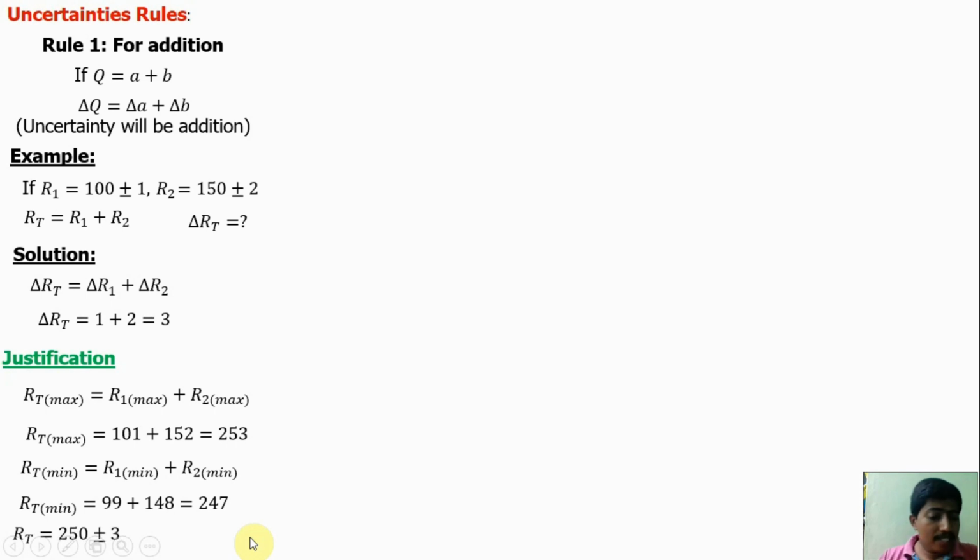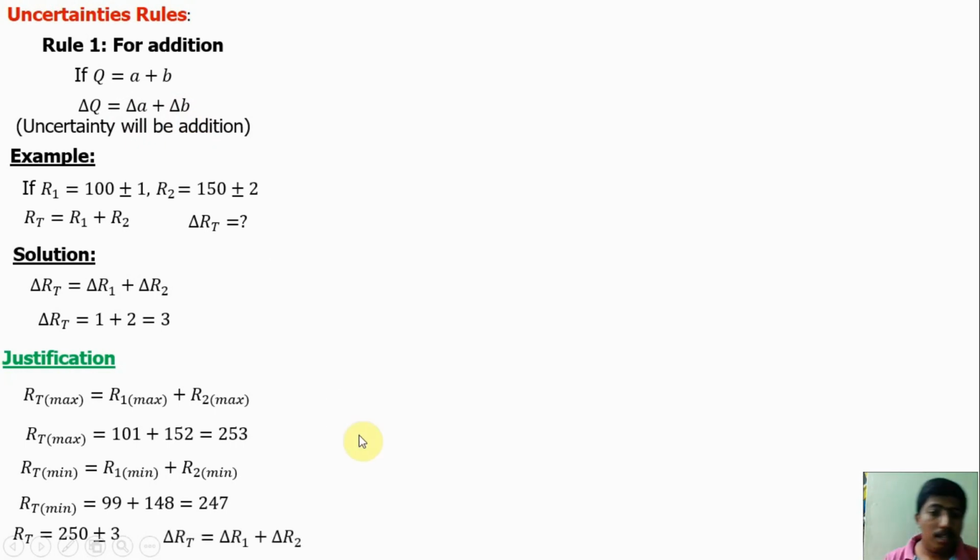So, we can write RT is equal to 250 plus or minus 3. RT will be maximum 250 plus 3. RT will be minimum when 250 minus 3. So, here the answer is 3. If you add the uncertainties of R1 and R2, we will get the uncertainties of RT. So, for addition terms, if we add the uncertainties, we will get the total uncertainties of measurement. This is the rule. For addition terms, we have to add the uncertainties.